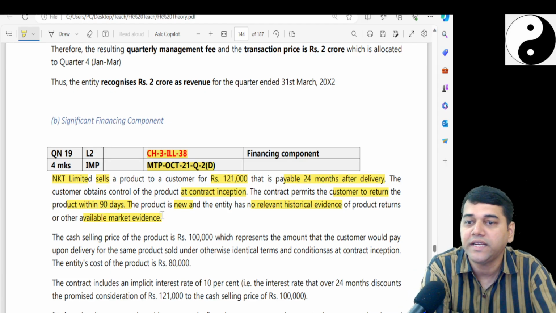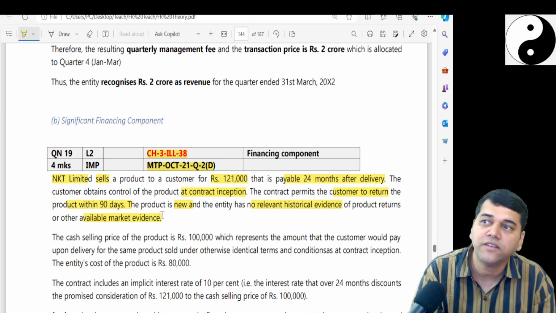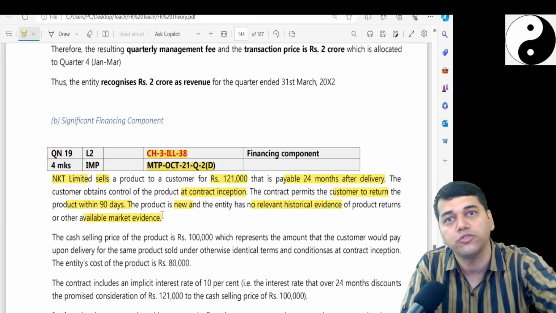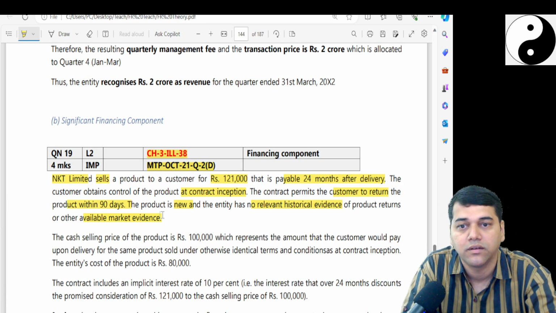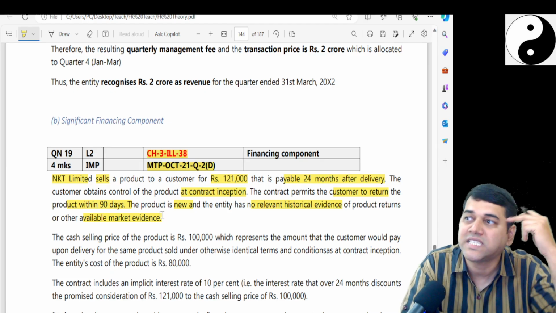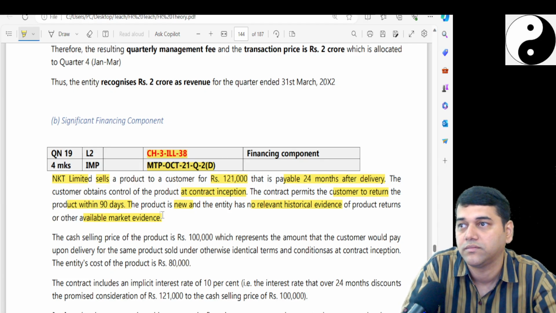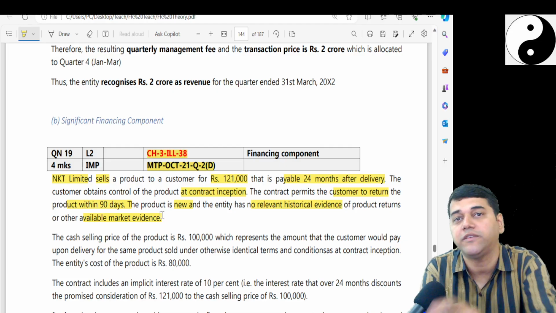Why? Because within 90 days he can return, no? So the standard says that whenever you sell with return, when you give them that option to return it back to you, your consideration becomes variable. Now you have to estimate whether he is going to return it or not, and see how many people you think will not return to you. That much revenue only you should recognize.